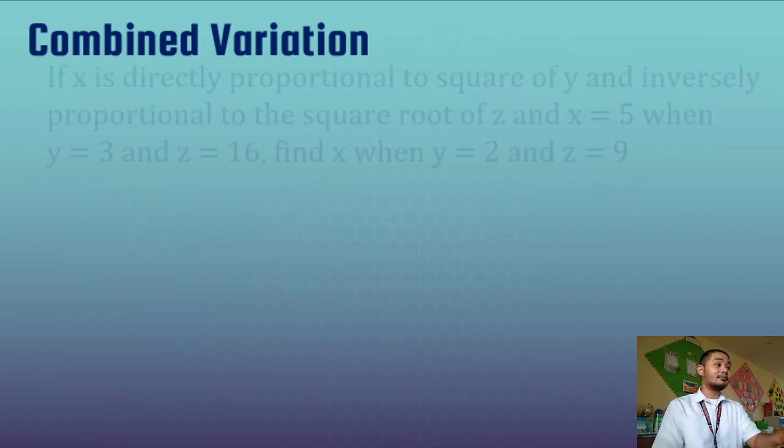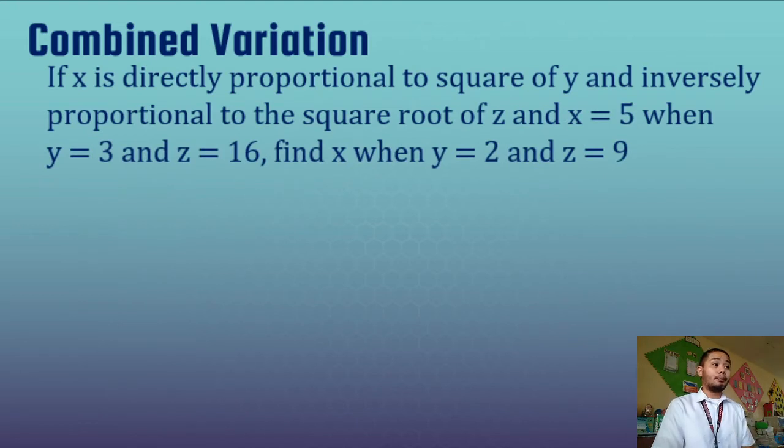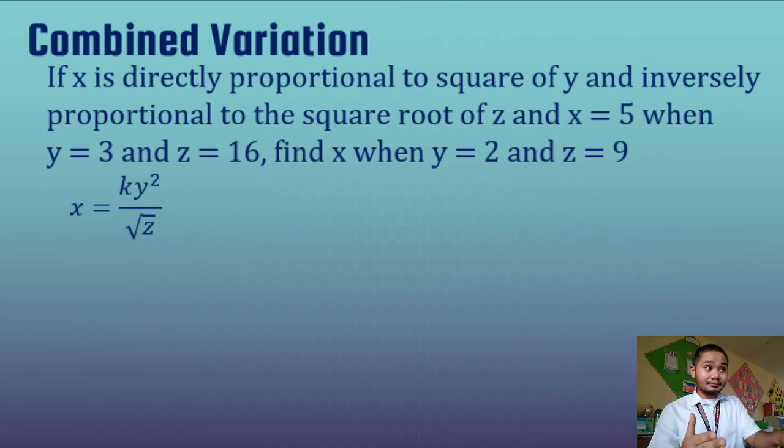Next, example tayo. If X is directly proportional to the square of Y and inversely proportional to the square root of Z, and X is equal to 5 when Y is equal to 3 and Z is equal to 16, find X when Y is equal to 2 and Z is equal to 9. Identify muna natin yung equation. If X is directly proportional to the square of Y and inversely proportional to the square root of Z. So again, chunk by chunk, madali siya.